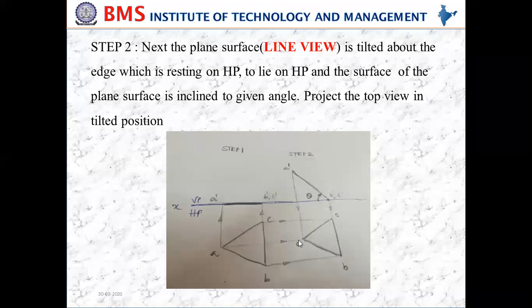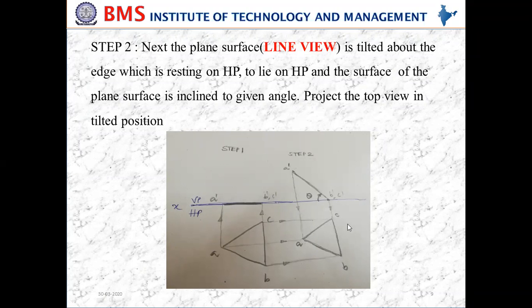So you are going to get three intersection points A, B and C. Then join A to B, B to C, and C to A. This is what you get as the top view in the second position, obtained from this line view. That's what he has talked about: project the top view in the tilted position.